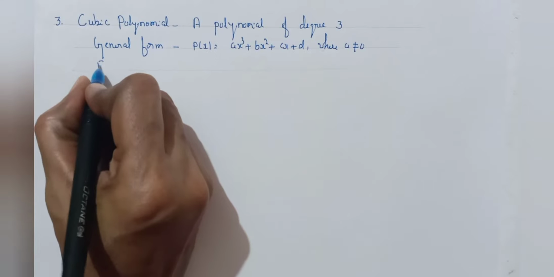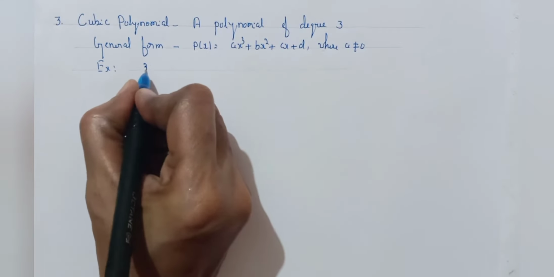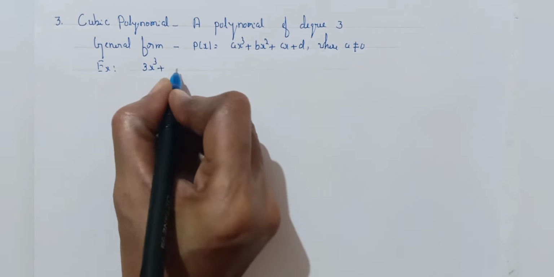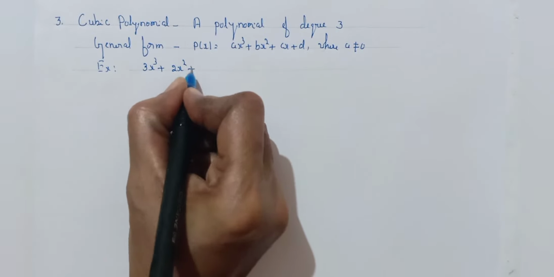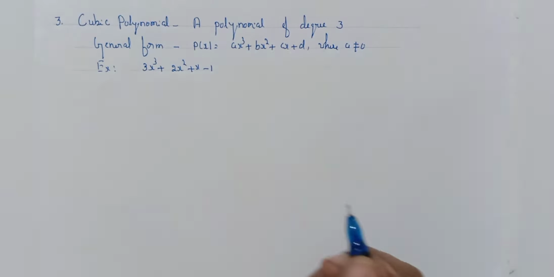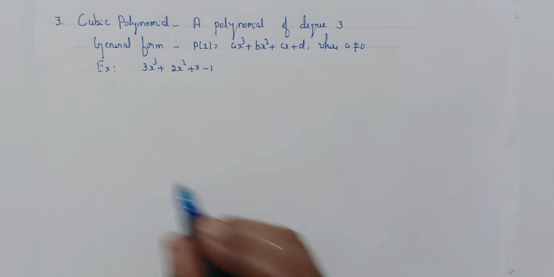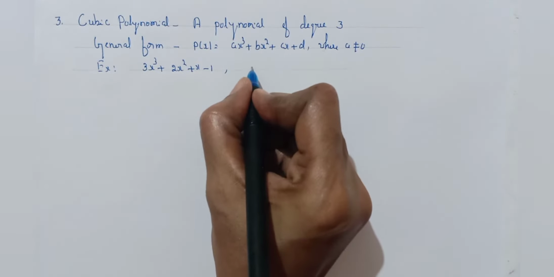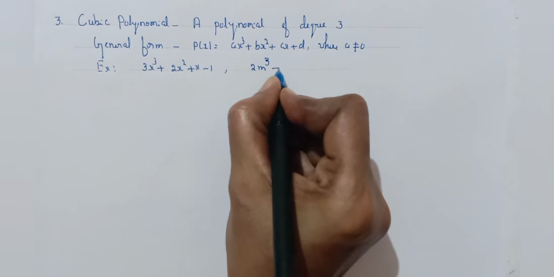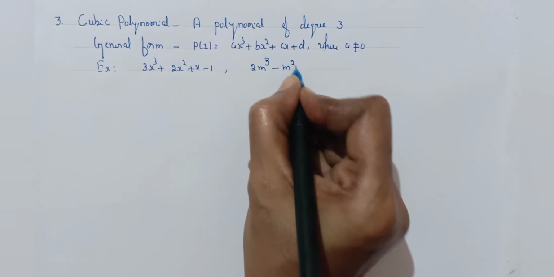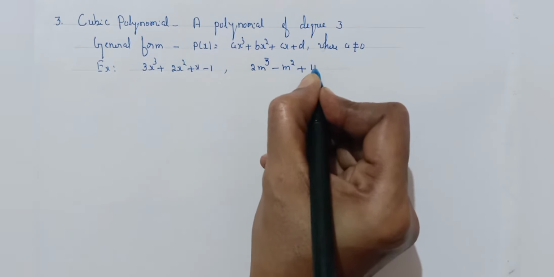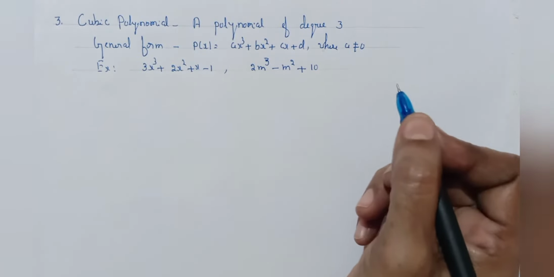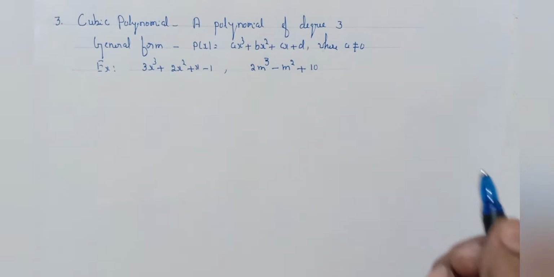Example: 3x cube plus 2x square plus x minus 1 is a cubic polynomial in the variable x, and 2m cube minus m square plus 10 is a cubic polynomial in the variable m.